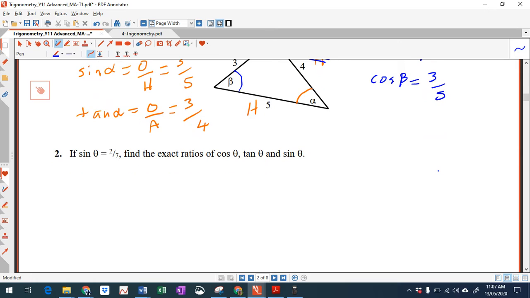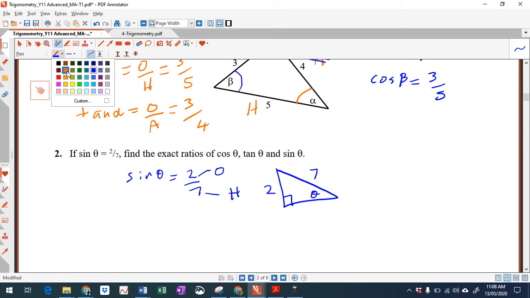Okay, next question. So sine theta equals 2 over 7. Find the exact ratios of cos theta, tan theta, and sine theta. Now, sine theta is equal to 2 over 7. Sine is opposite divided by hypotenuse. So I can draw a right angle triangle and I'll label one angle theta. There it is, theta. The opposite side is 2, hypotenuse is 7. Now that means we've got to work out what the adjacent side is.